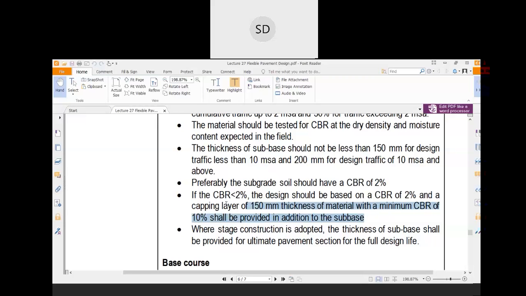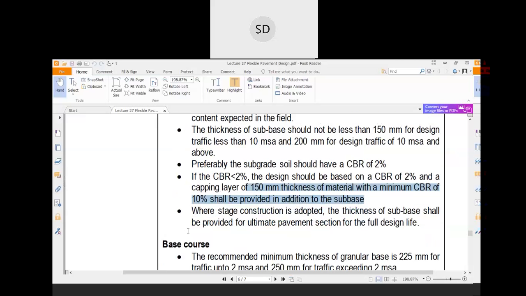Okay, so if your subgrade course doesn't have adequate CBR value, suppose your subgrade course has a CBR value lesser than 2%, in that case, you have to go for the design considering the 2% CBR test, but in that case, you have to add one additional layer of compacted subgrade for which your CBR value must be over 10%. Where stage construction is adopted, the thickness of subbase shall be provided for ultimate pavement section for the full design life.